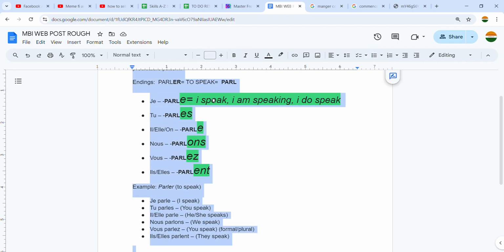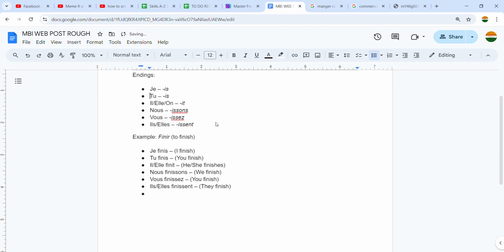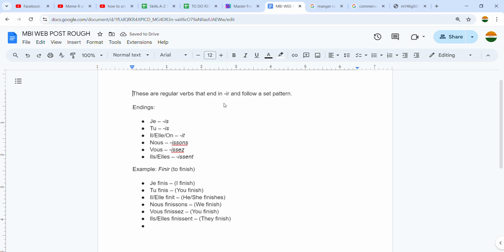Now guys, as we have to do the IR group of verbs here, let me tell you, if you find any verb which is ending with IR, you must understand this is the second group of verb, and first of all you will cut IR and you will get the remaining part. In this verb, it is fin. Now what you will do, with je you will add is. Let me highlight it for you.